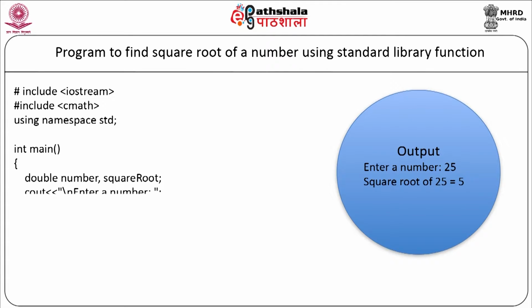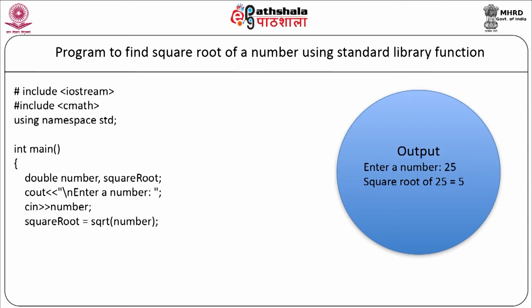We'll take the input from the user as cout, enter a number. We'll take the number as cin number. Now we will give a call to a function as square root equal to sqrt in brackets number, semicolon. Here sqrt is a built-in standard library function which is defined inside the file cmath. We just have to know the syntax to use that particular standard library function.